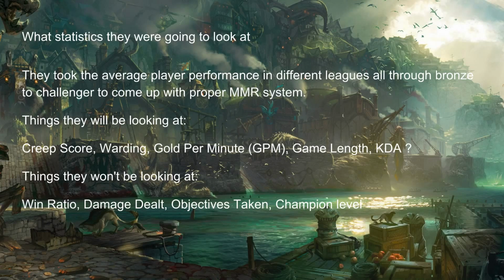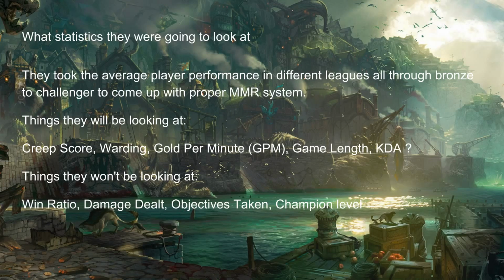So they do have to consider their most recent data, which will probably be all across 2016. And because they put a motivation factor of jackets and medallions, they might be looking at the average player performance from when they announced those prizes until the end of season date. So they may be looking at that data there. They'll probably be working out the averages from there. Things that they are going to be looking at with the new MMR system and how it's going to be calculated: the statistics are probably going to be creep score.